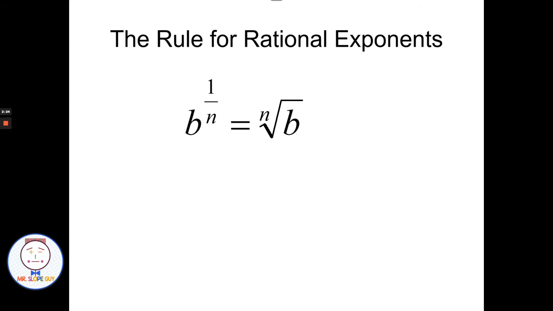So our rule would be b to the 1/n. That denominator, that n, is telling us that we have the nth root of b. So the denominator tells us the root or the index. So this number is the same as this number. Like when we did 27 to the 1/3 power, this number 3 is asking for the cube root. So the denominator is the index. So then we need the cube root of 27. 3 times 3 is 9, times 3 is 27. So the cube root of 27, or 27 to the 1/3 power, is 3.